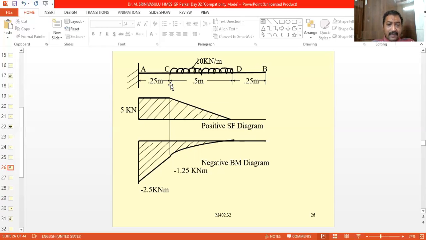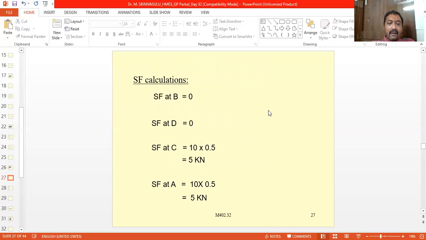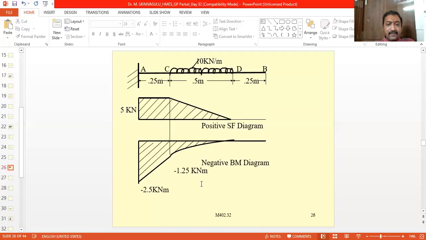So 5 kN. That means the shear force at point C and at point A will remain the same, and between the two points, point C and point A, the shear force will remain constant, equal to 5 kilonewtons. So we got the values of the shear forces at the important points: at point B it is 0, at point D it is 0, and at point C it is 5 kN, and at point A also 5 kN. These are positive values because the load is acting downwards to the right of the section.